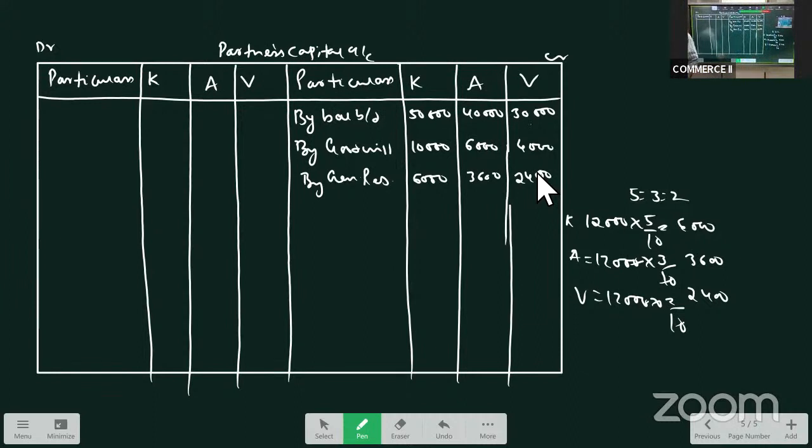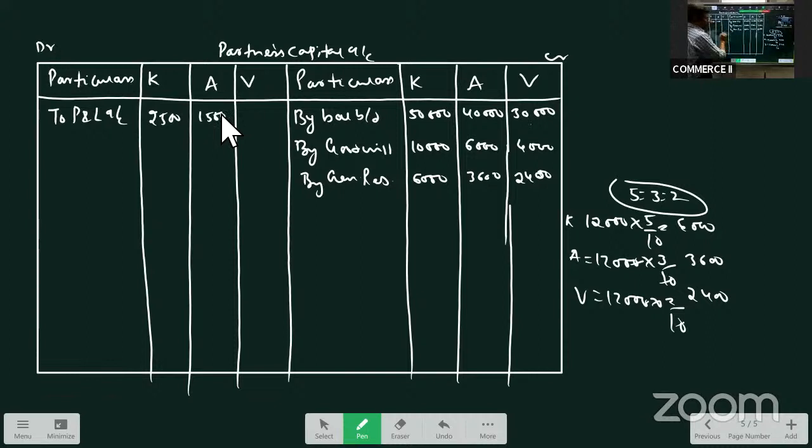And then the P&L debit balance is given as 5,000. The P&L debit balance will appear on the debit side. In the same way, the profit and loss debit balance also we have to distribute in this ratio. So Kamala will get 5,000 into 5 by 10, that is 2,500. 5,000 into 3 by 10 would be 1,500, and 5,000 into 2 by 10 would be 1,000.